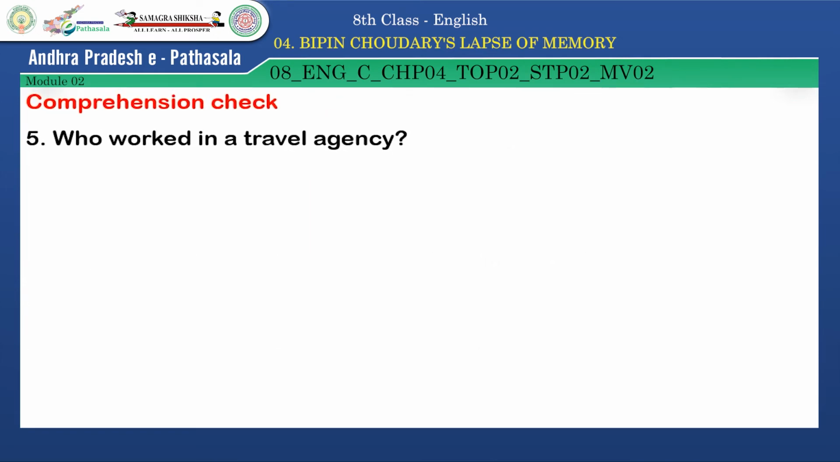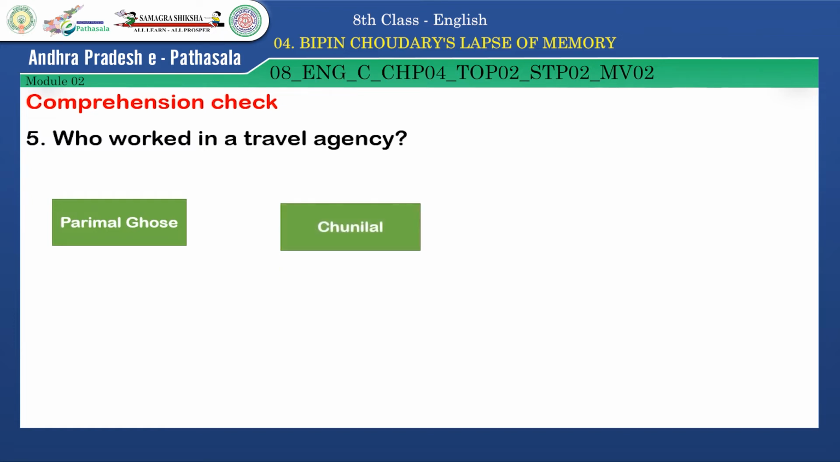Comprehension check. Who worked in a travel agency? Parimal Ghosh? Chunilal. What is the right answer? Chunilal is the right answer. Well done. Now we will be continuing the reading text.